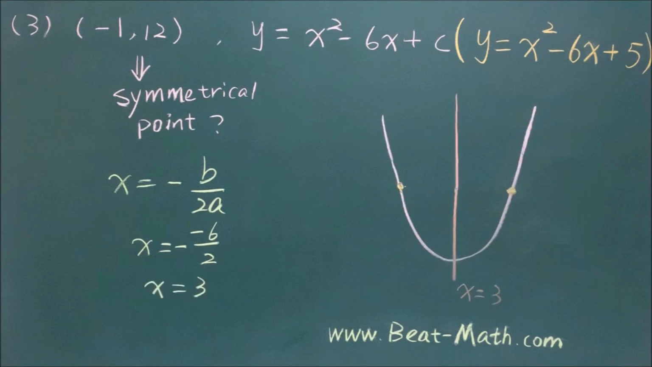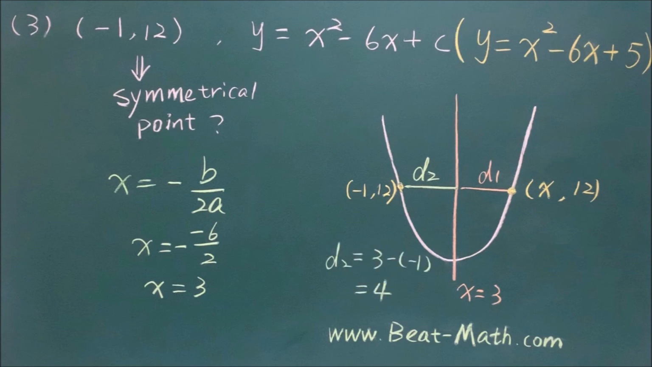Next, we graph the function. The symmetric point of (-1, 12) has the same y-coordinate, 12. When we look at the parabola, we can find the distance between the symmetric point and the symmetric line, d1, is the same as the distance between the point (-1, 12) and the symmetric line, d2. Here, d2 is the difference of 3 and negative 1, which is 4. d1 is the difference of x and 3, so we plug in x minus 3 equals 4 and get x equals 7. This means the symmetric point of (-1, 12) is (7, 12).